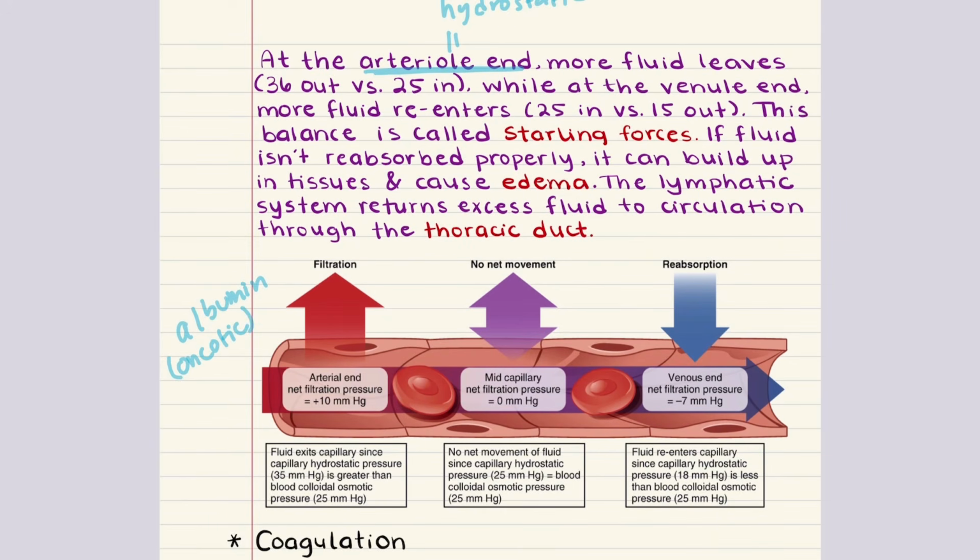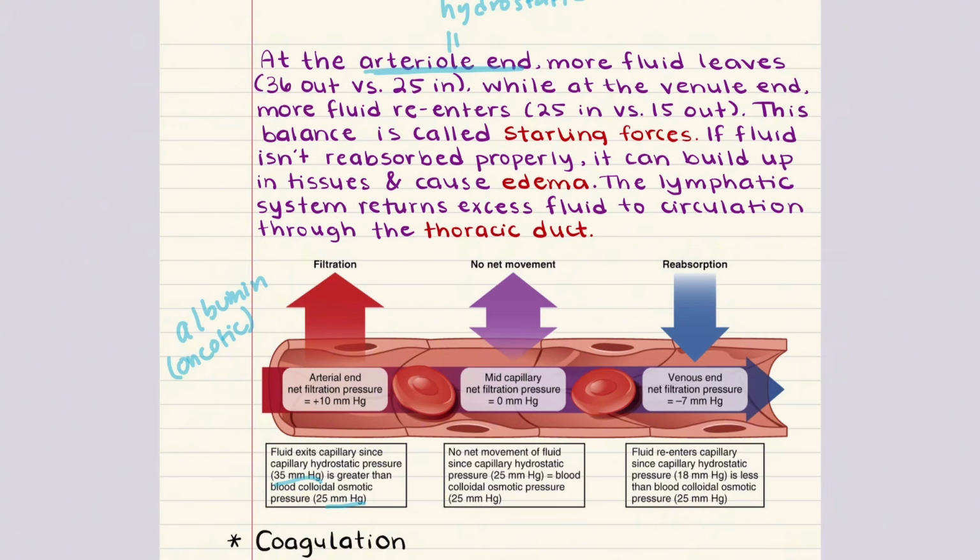So at the arterial end, hydrostatic pressure is stronger than oncotic pressure. So fluid moves out. So for example, about 36 millimeters of mercury might be pushing out compared to the 25 millimeters of mercury pulling in.